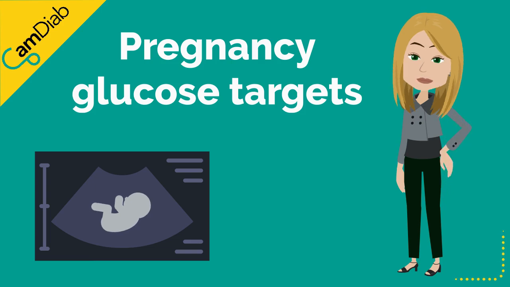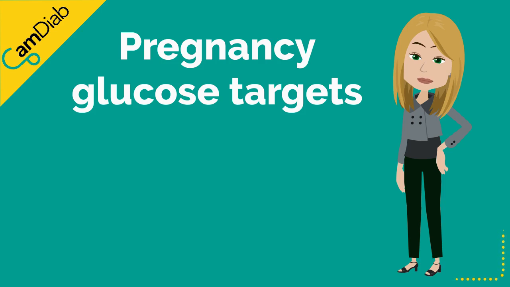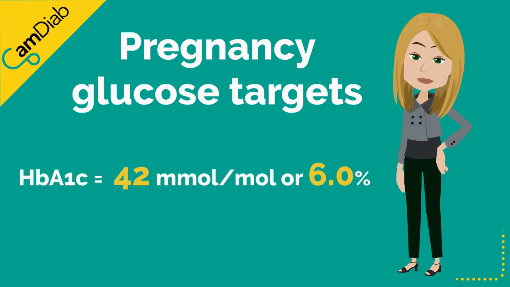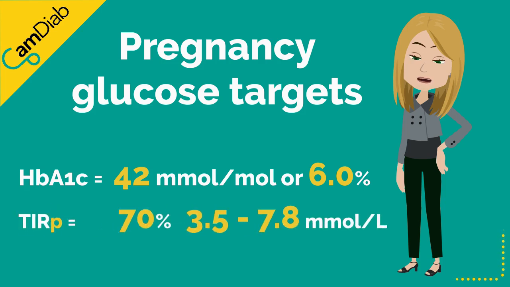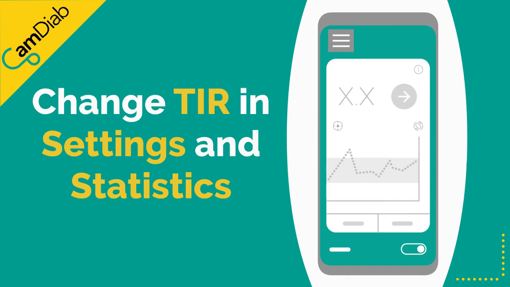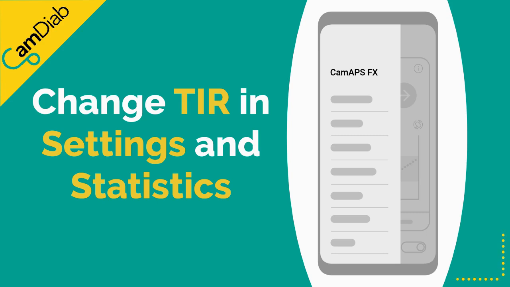When pregnant, the glucose targets are tightened to reduce the risk of possible pregnancy complications. The sooner these targets are met, the better, but everyone is different and your diabetes team will help guide which targets are best for you to aim for. Ideally, the HbA1c target is 42 millimoles per mole or 6%, and the time in range target is adapted to spend more than 70% of time between 3.5 to 7.8 millimoles per liter. You can change your time in range target by opening the settings menu and going to statistics in the app.